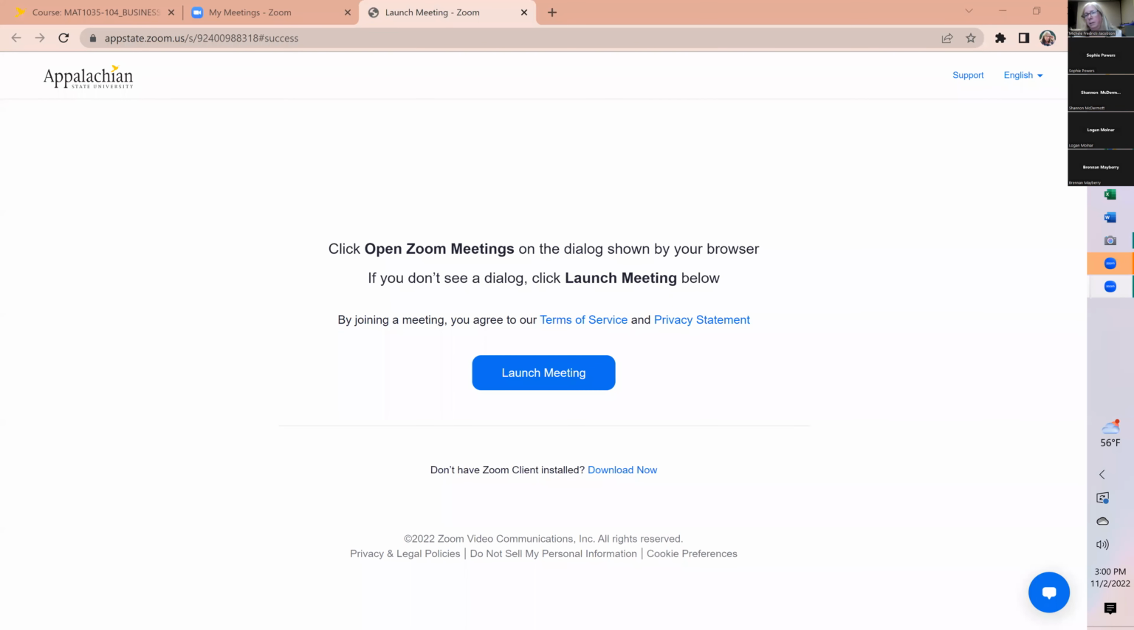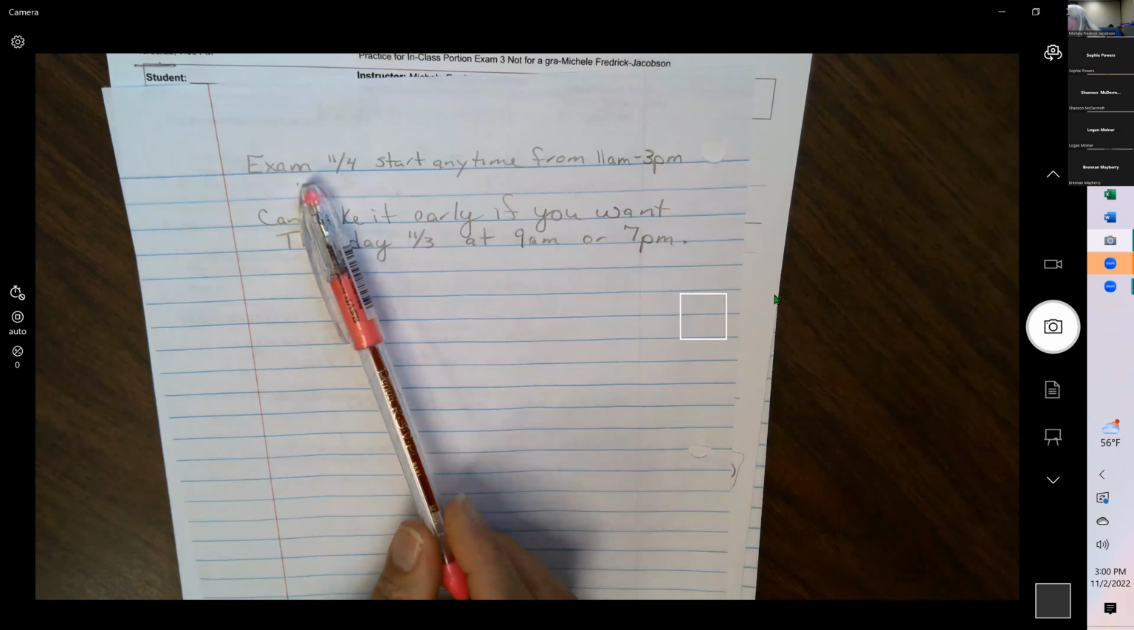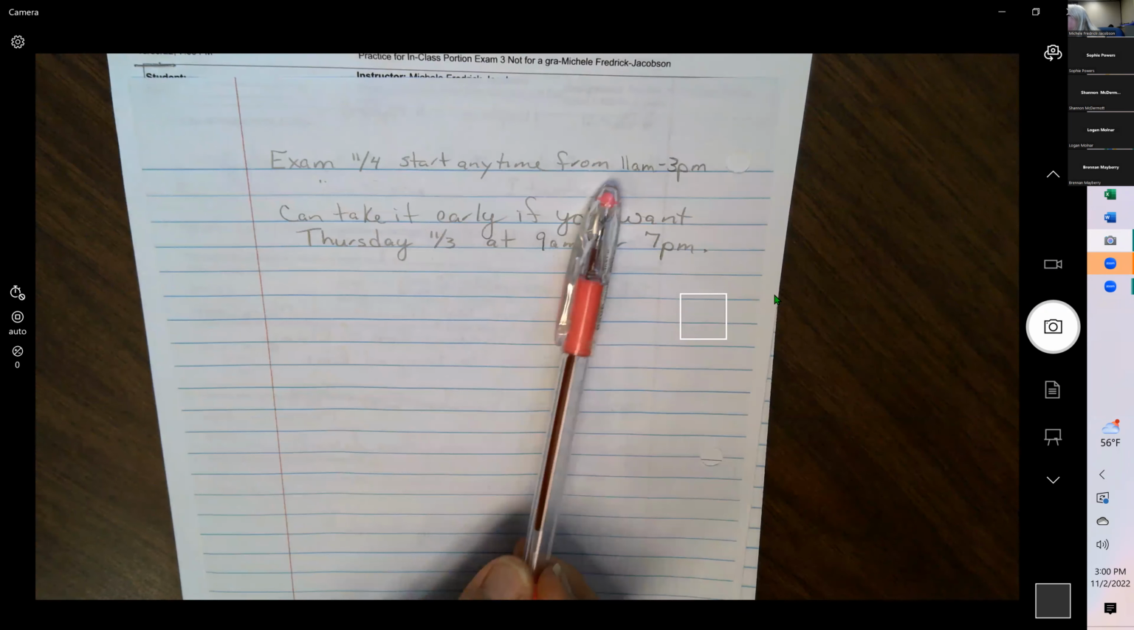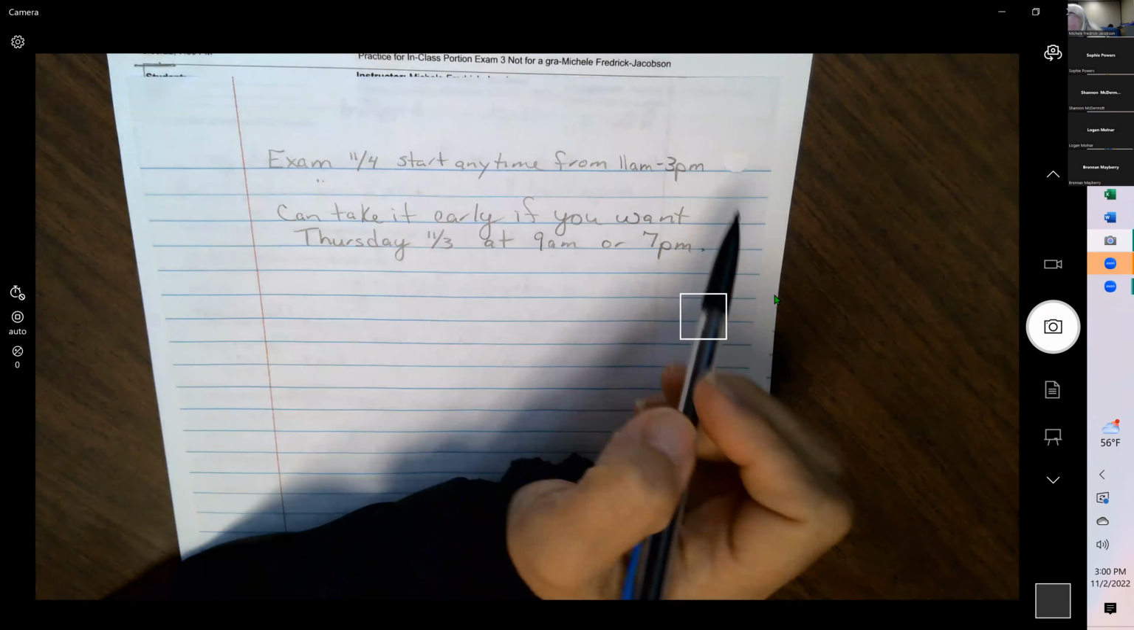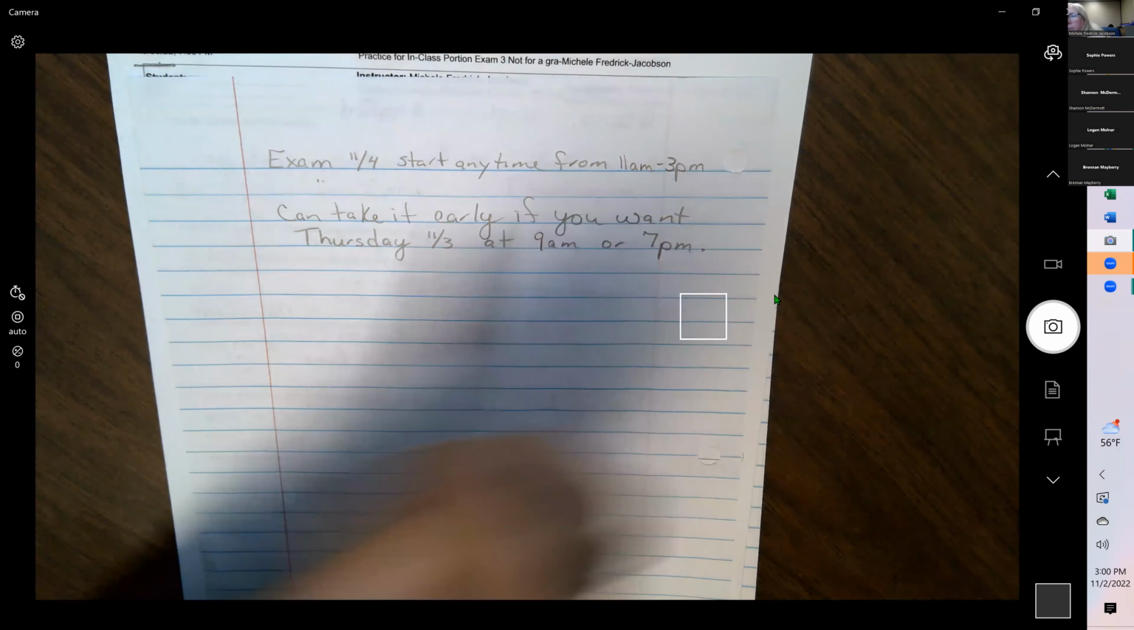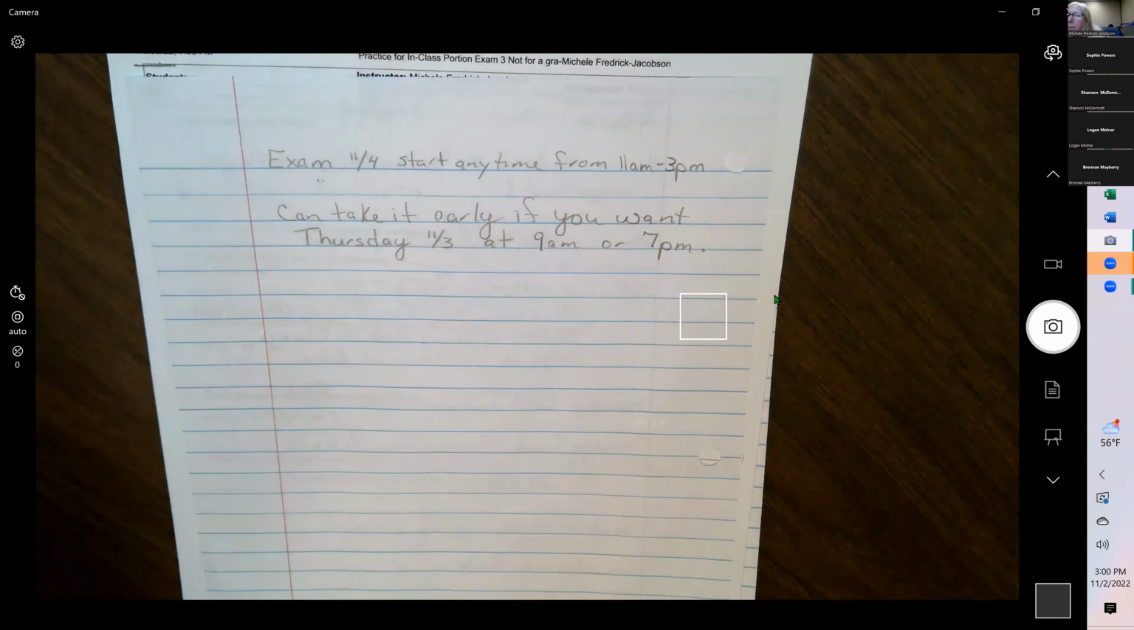The exam is Friday. So the exam is Friday, November 4th. You can start anytime from 11 a.m. to 3 p.m. So I'll be in at 11. You don't want to get in later than 3 because you want to make sure you have time.